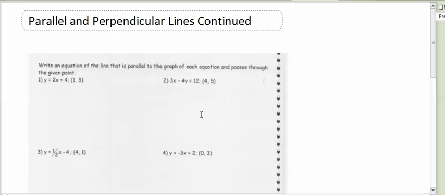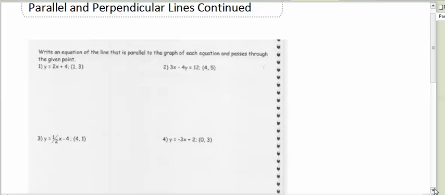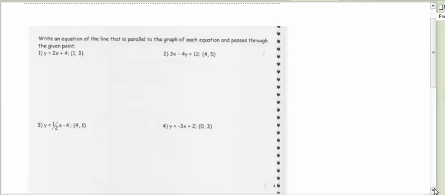So those are the things we need to know about the slopes of parallel lines in order to do the next part. The directions say, write an equation of the line that is parallel to the graph of each equation and passes through the given point. Alright, so we're going to do number 1.